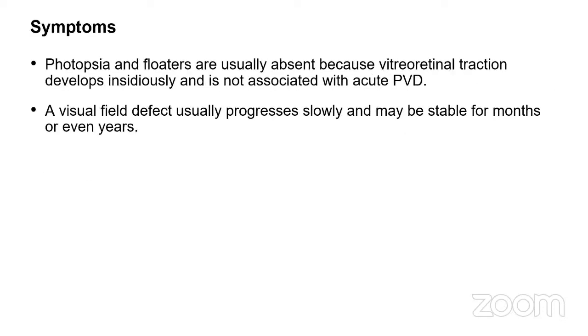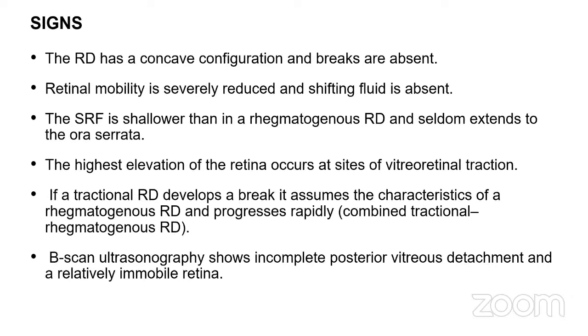Then coming to symptoms, photopsia and floaters are usually absent because there is no PVD, and the visual field defect usually progresses slowly and may be stable for months or even years. If the RD is located outside the arcade in the mid-peripheral region and the patient has good sugar control, it may not progress. In that case, the patient will have relatively good vision, provided there is no macular edema.